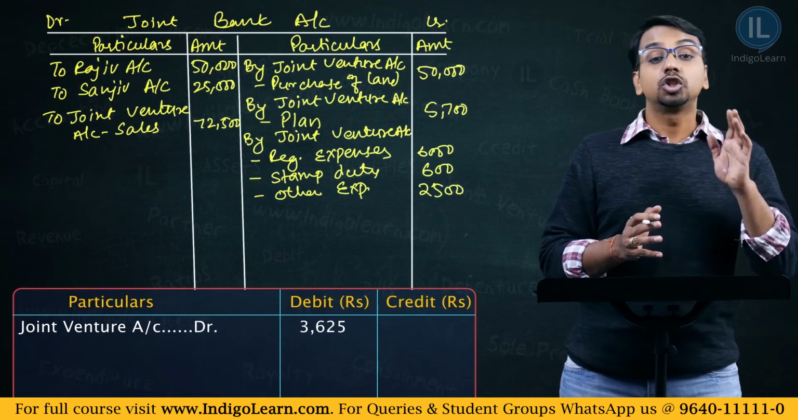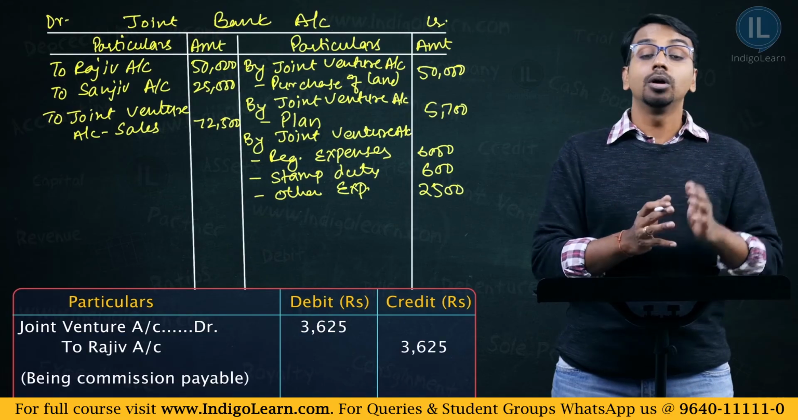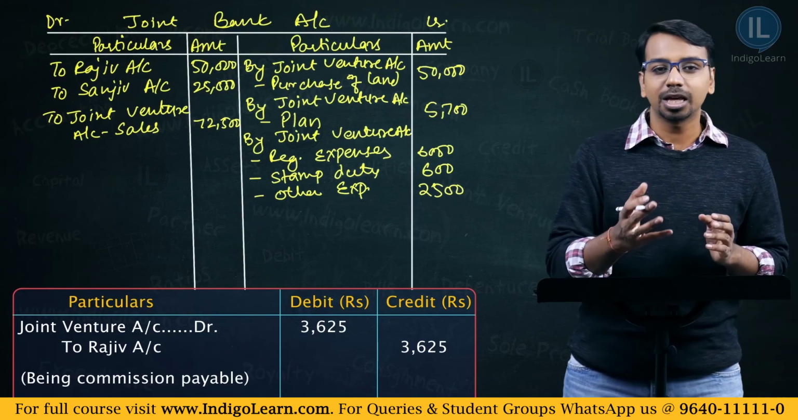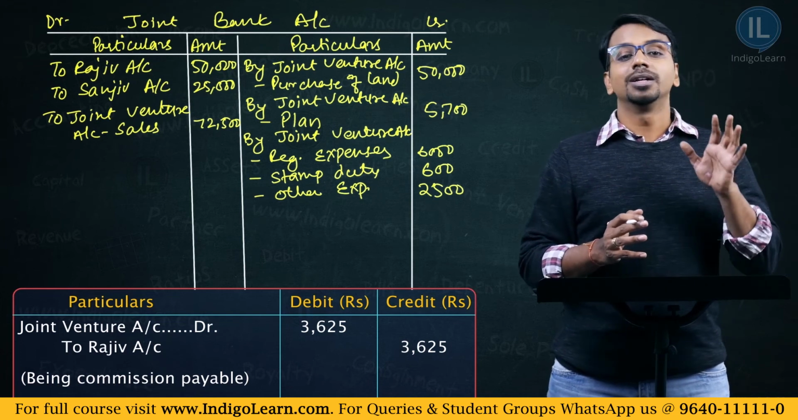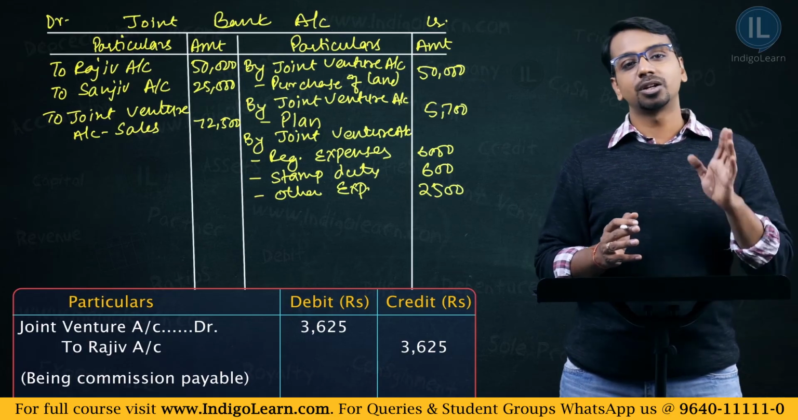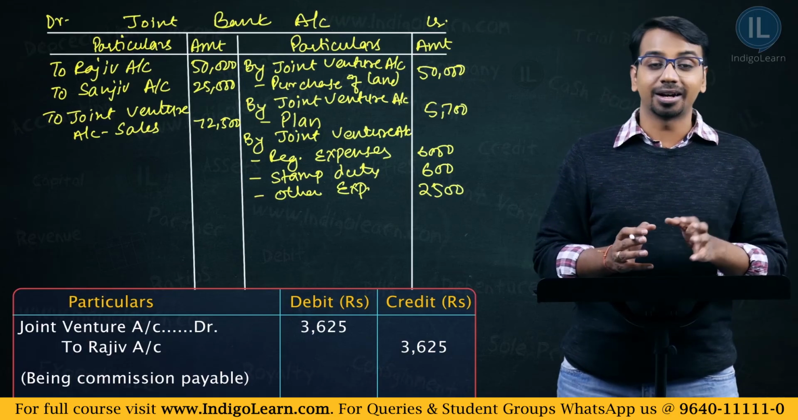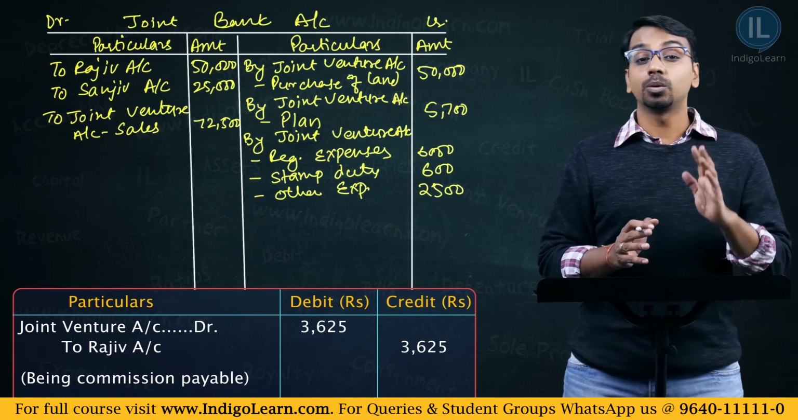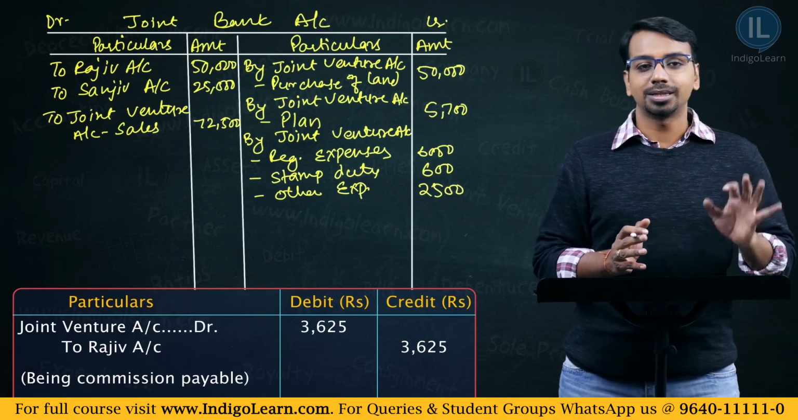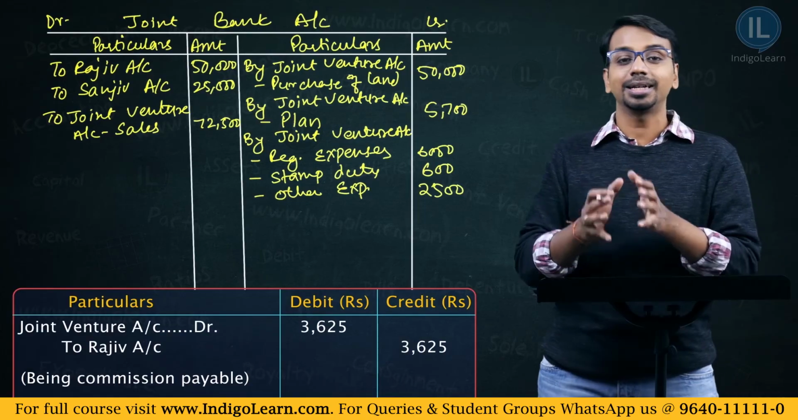So you will credit that to Rajiv account. So the entry will be joint venture account debit to Rajiv's account being commission payable. How much is the amount? 5% of 72,500, which comes to 3,625. So that will be the amount by which you will pass this entry. So let us pass that entry.